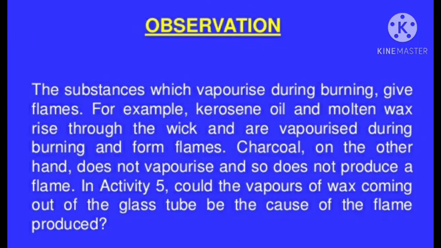Observation. The substances which vaporize during burning give flames. For example, kerosene oil and molten wax rise through the wick and are vaporized during the burning and form flame. Charcoal, on the other hand, does not vaporize and so does not produce a flame. In activity 5, the vapor of wax coming out of the glass tube must be the cause of the flame produced.